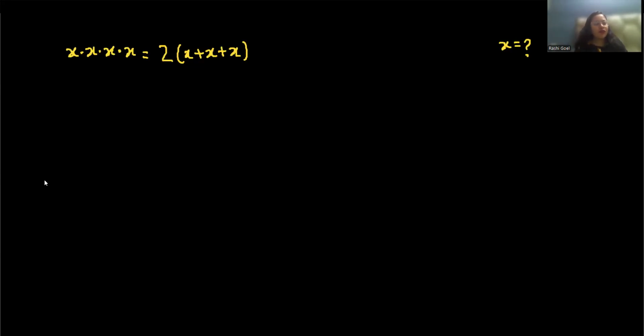Hello everyone. So we have given x times x times x times x equal to (x + x + x). So we can write this as x^4 equals 2x + x, which is 3x. So x^4 is equal to 6x. Fourth power versus triple sum multiplied by 2. So let's solve.